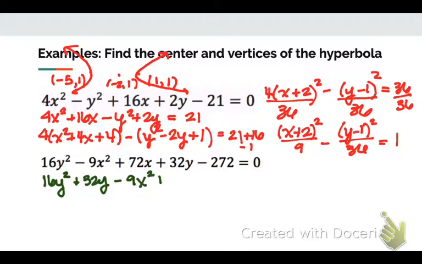You do have to be careful. That doesn't always stay true. It depends on what you have to divide by as your last step. And then we're going to say that it's going to be equal to 272 when I move that to the other side. So again, we start by factoring out 16.